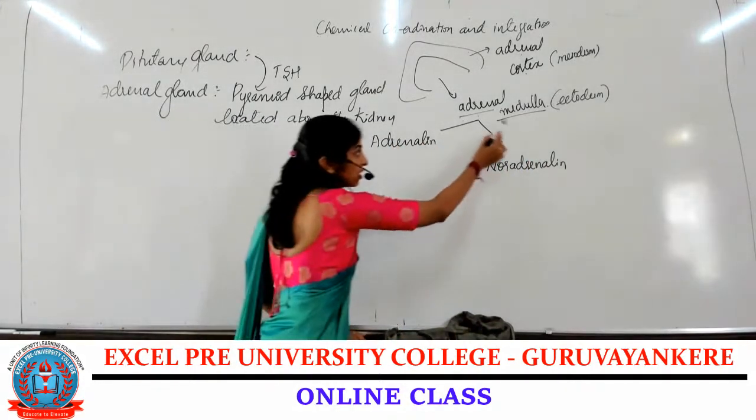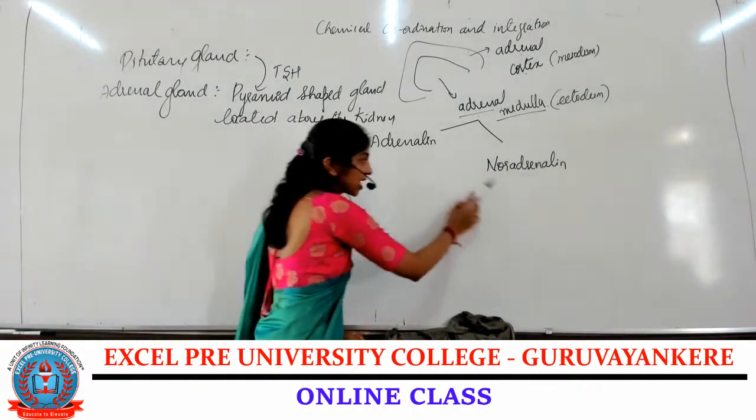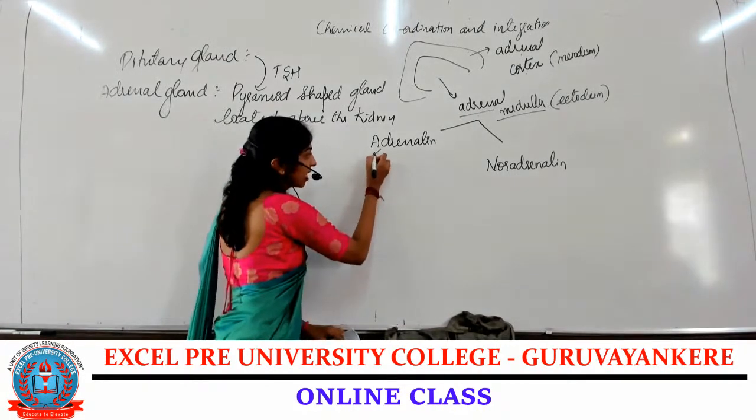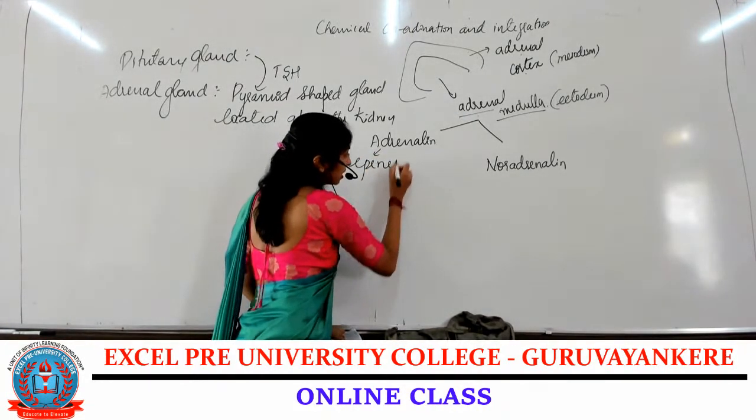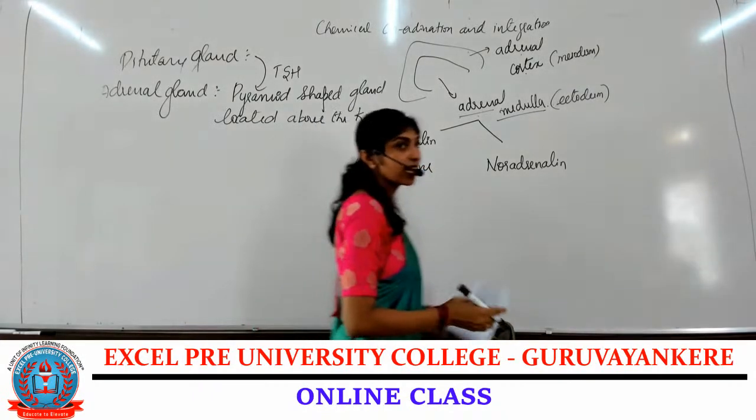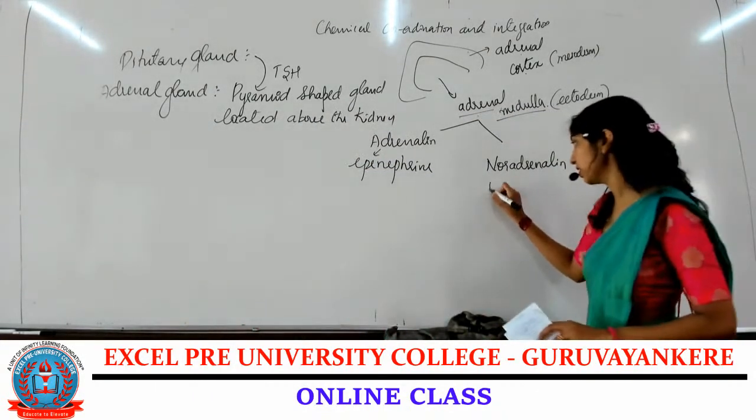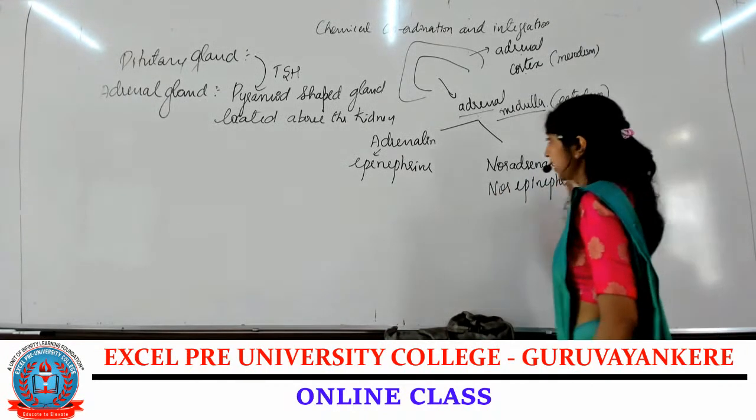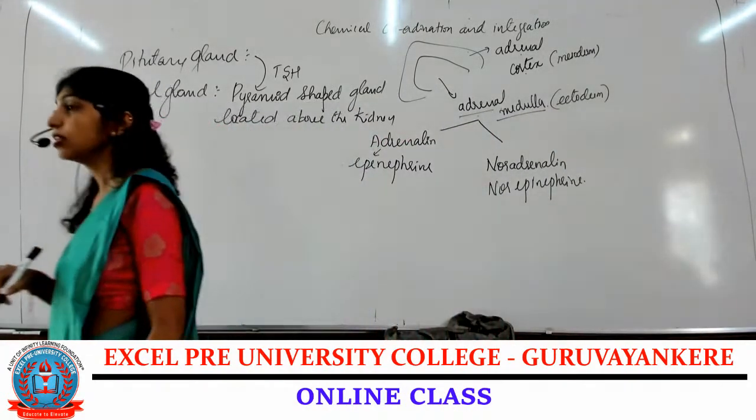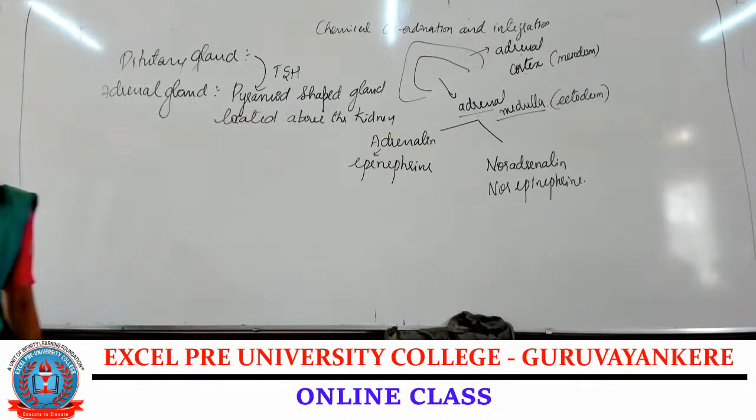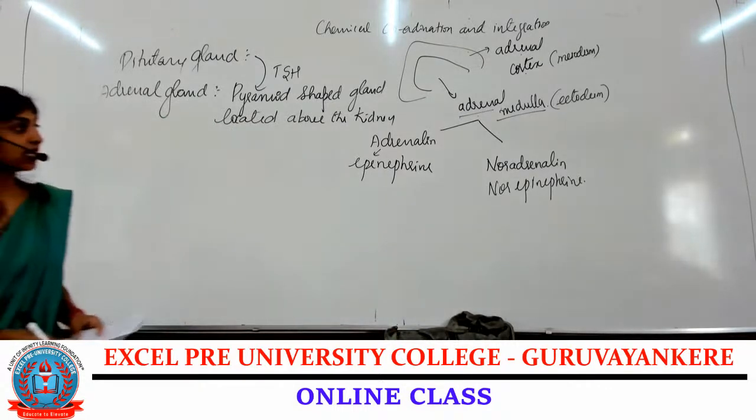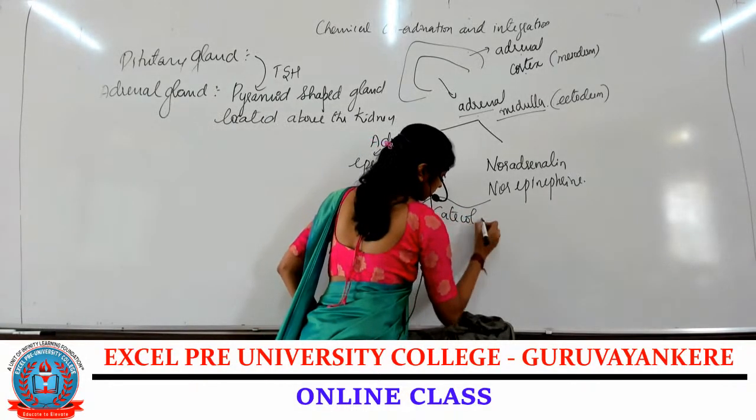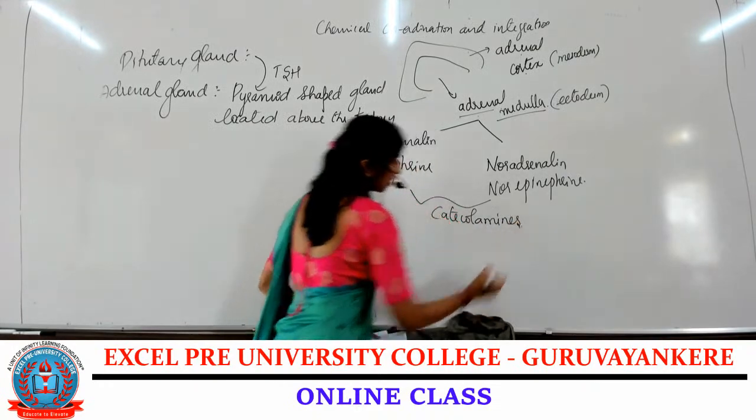So first, coming to adrenal medulla, it secretes hormones called adrenaline and noradrenaline. Adrenaline is also called epinephrine and noradrenaline is also called norepinephrine. Together, they are called catecholamines.